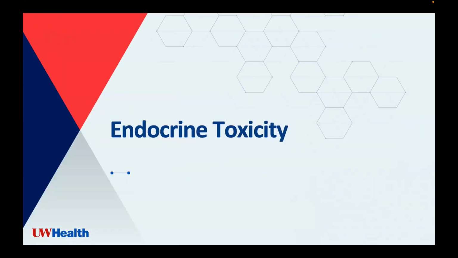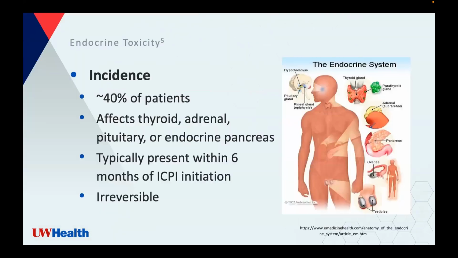Okay, so shifting gears, we're moving into the endocrine toxicities. The incidence for this is about 40% of patients. It can affect any of those organs that make up the endocrine system, the thyroid, adrenal, pituitary, and endocrine pancreas. Typically presents in about 6 months, and depending on the severity of the toxicity, it can be irreversible.